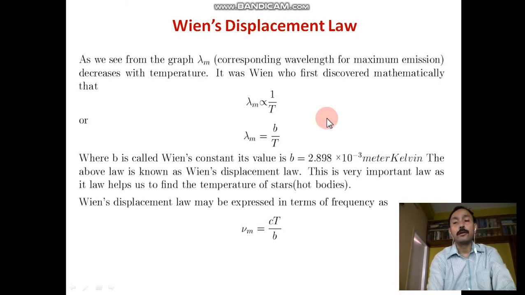The above law is known as Wien's displacement law. This is very important as it helps us to find the temperature of stars or hot bodies. Wien's displacement law may be expressed in terms of frequency as nu m is equal to c T by b, as frequency is inversely proportional to the wavelength.